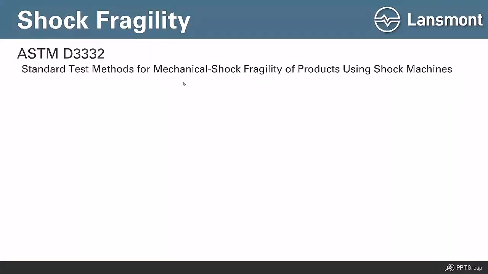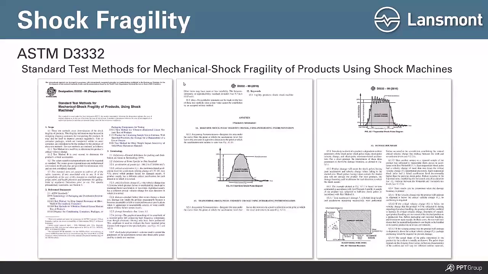So switching over now, we went from Bob Newton's damage boundary paper in 1968 to this ASTM D3332, which is the standard test method for mechanical shock fragility of products using shock machines. It's basically the step-by-step methodology of how you go about using a shock machine to do damage boundary testing or fragility assessment. Obviously, these are copyrighted procedures. I'm just trying to show a couple of examples, pages out of that overall procedure.